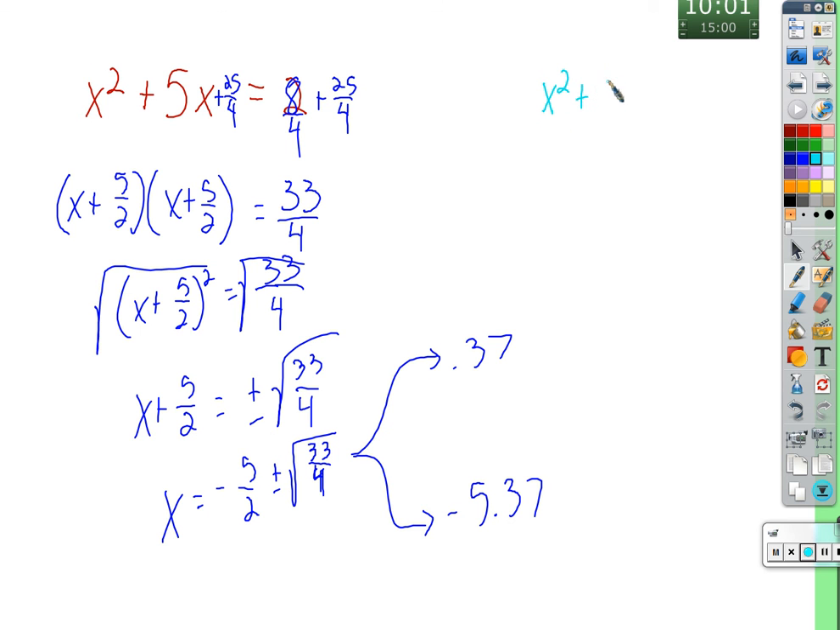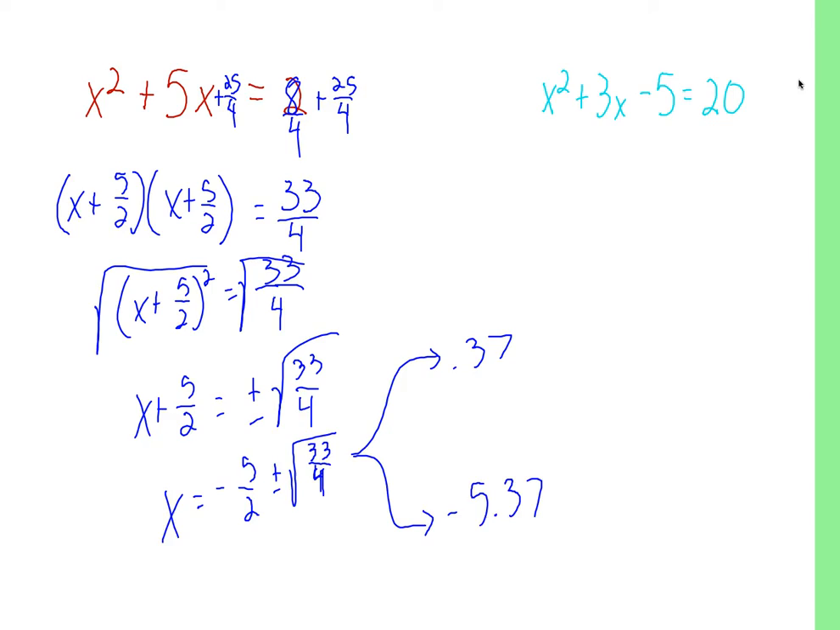So we have x squared plus 3x minus 4. No, I don't want to do minus 4, I want to do minus 5 equals. So this is a little bit different from the problem that we just did, because there's this thing in our way, and there's this thing that we don't want it to be.